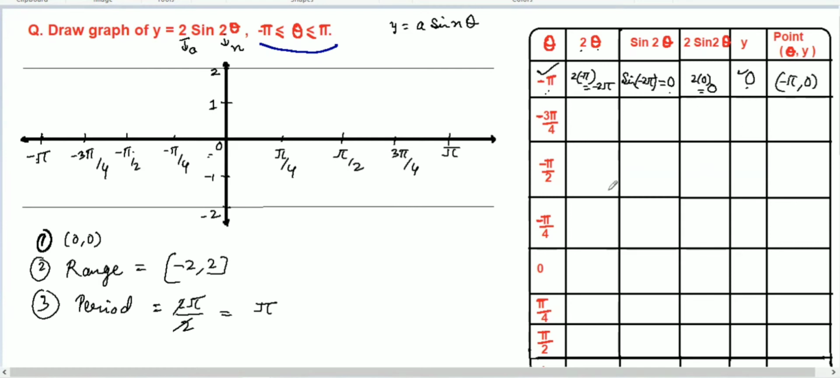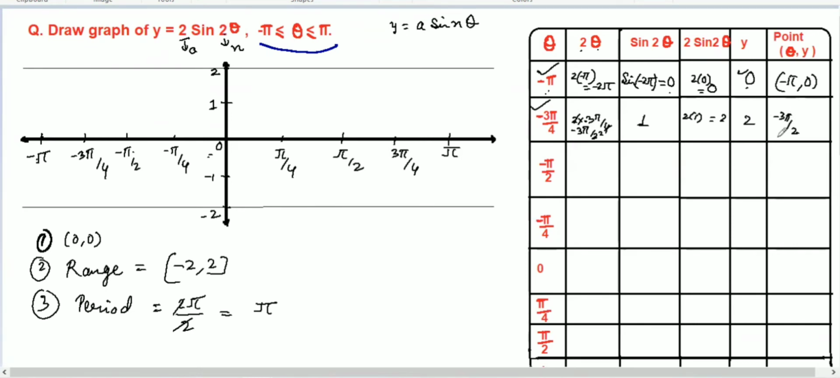And this way we will find out all the values in the table. So I'm going to write it down here. Here we will get 2 multiplied by minus 3 pi over 4. We can cancel by 2, so we will get minus 3 pi over 2. And then here we will get 1. Then 2 multiplied by 1, we will get 2 here. The output is 2 and the coordinate point is minus 3 pi over 4.